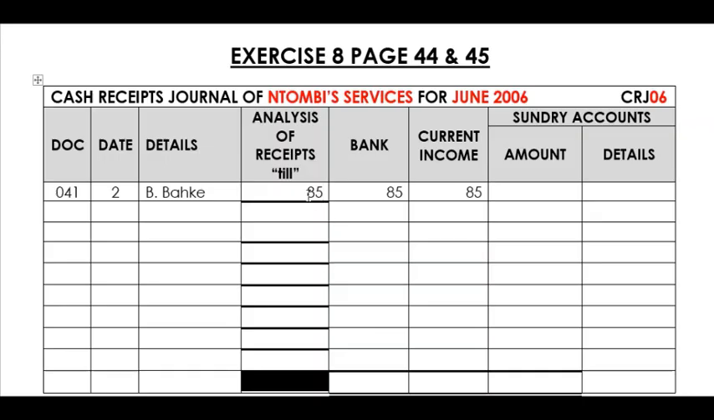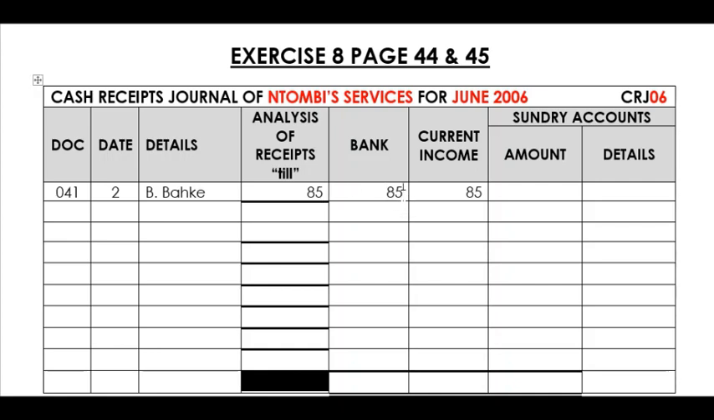So this is the only receipt, or the only money, that we have received on the 2nd. Therefore, at the end of the 2nd, we will cash up our till, and we draw a line with our ruler right at the bottom of this 85 to show that we are cashing up our till and putting the money, the 85 Rand, in our bank.